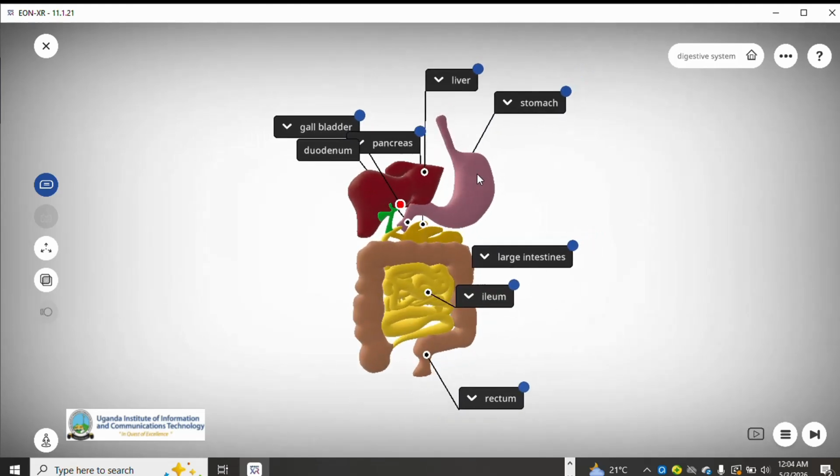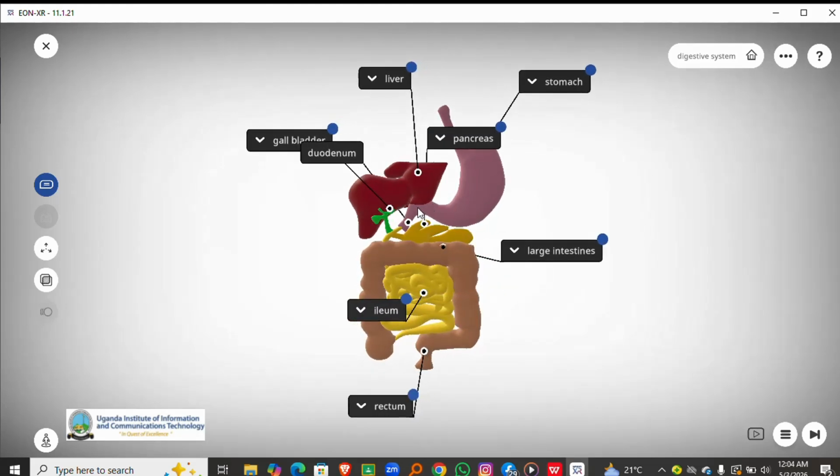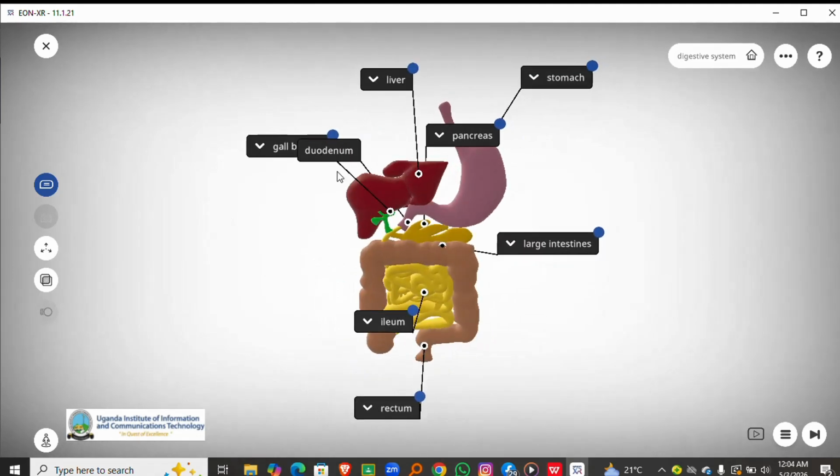This is the stomach. So you can see it is a C-shaped structure where there is digestion of proteins by pepsin enzyme. The proteins are going to be digested into polypeptides, and the pH there is acidic pH. From here, the food will then move to the next part, which is the duodenum.